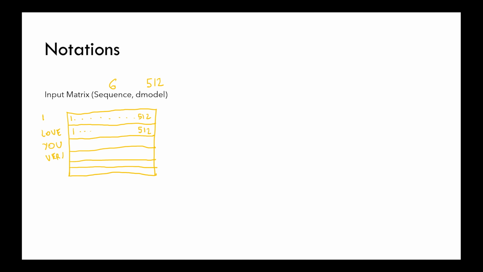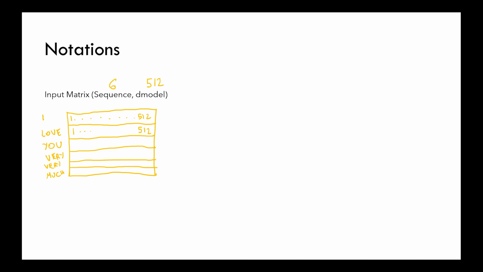For example, "I love you very much", right? This is our sentence. So each word is actually a vector, 512 dimensions long. And we have 6 of these vectors, and this is our input sequence, right? I will not be using this particular sentence. This is just to make an example.